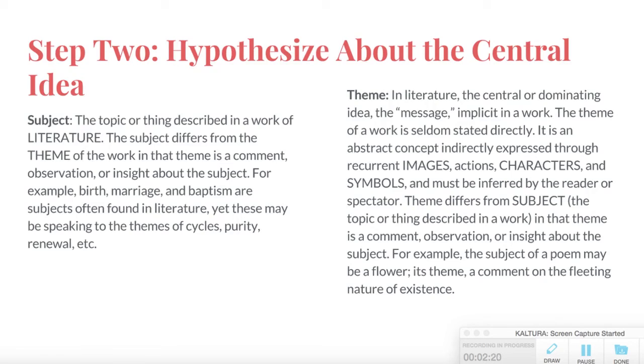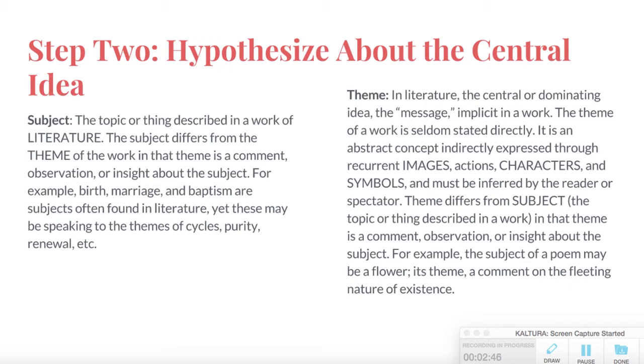A subject is the topic or thing described in a work of literature. The subject differs from the theme of the work in that theme is a comment, observation, or insight about the subject. For example, birth, marriage, and baptism are subjects often found in literature, yet these may be speaking to the themes of cycles, purity, renewal, etc.